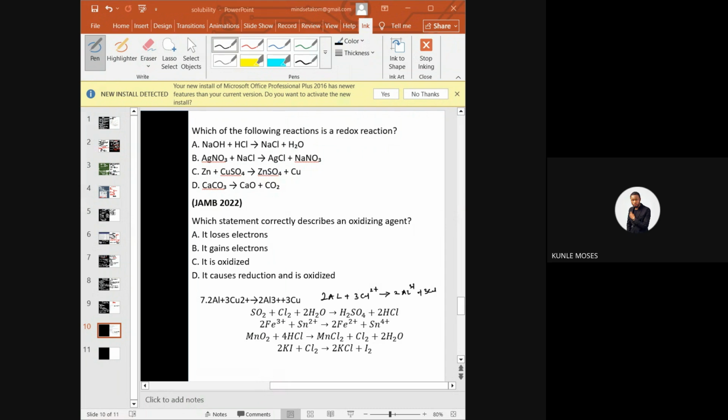I thought this was the original equation, so I think I copied the balanced one. We have 2Fe3+ plus Sn2+ giving 2Fe2+ plus Sn4+. This is balanced already. Okay.